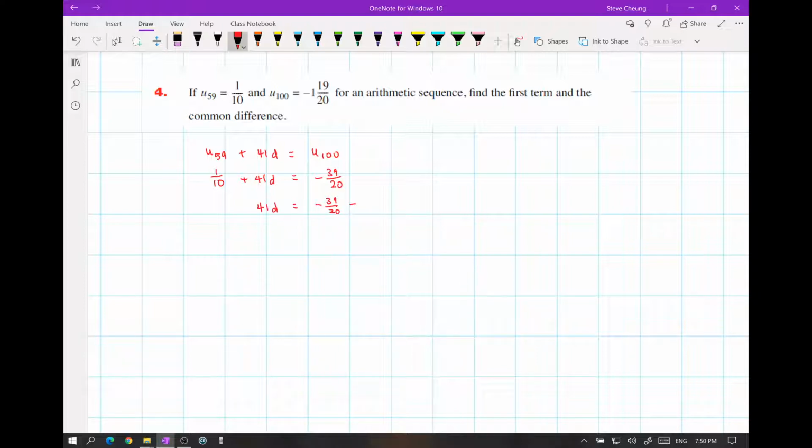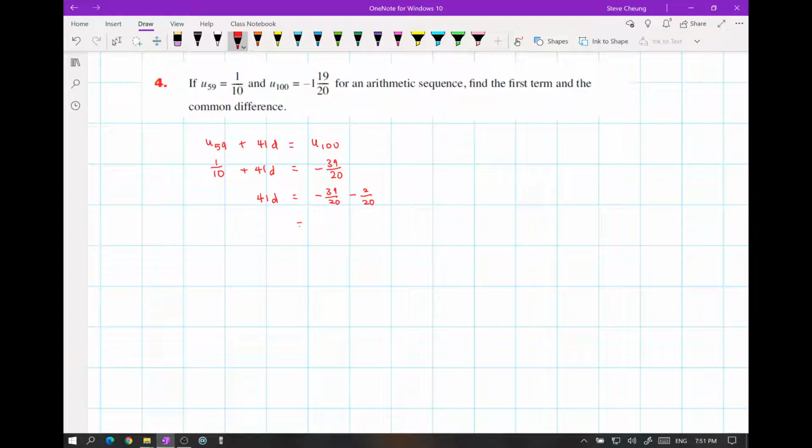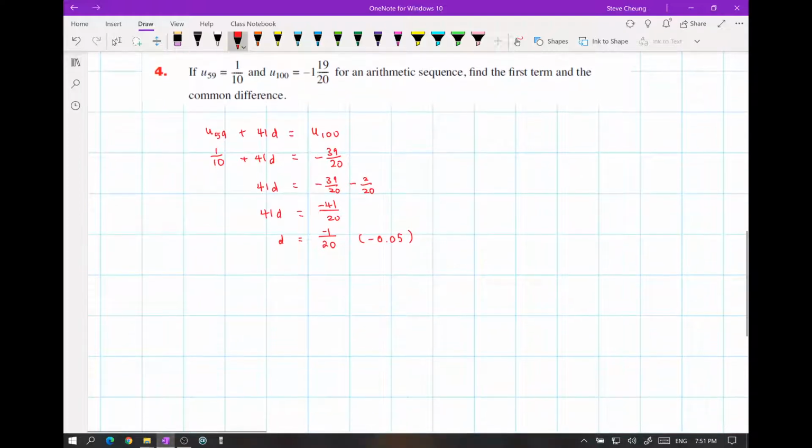Now when I move 1/10 to the other side, I'll also put it on top of 20 as the fraction's denominator so that I can combine them. And then if I divide by 41, this will be -1 on the top and 20 on the bottom. You can change this to a decimal and then go from there, but I'm going to work with fractions.